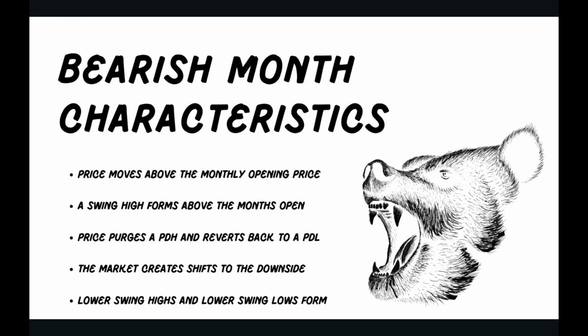Bearish month characteristics are as follows. Price moves above the monthly opening price. A swing high forms above the month's open. Price purges a previous daily high and reverts back to a previous daily low. The market creates a shift to the downside. Lower swing highs and lower swing lows form. Let's take a look at the example GU and see if we can see any of these characteristics applied.